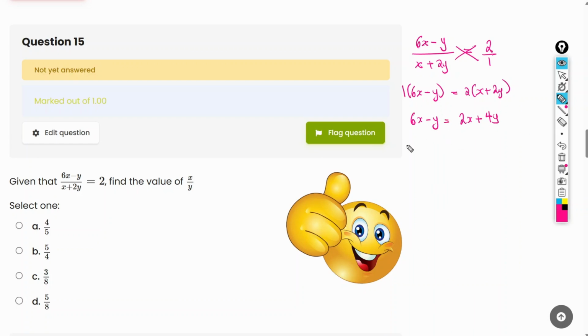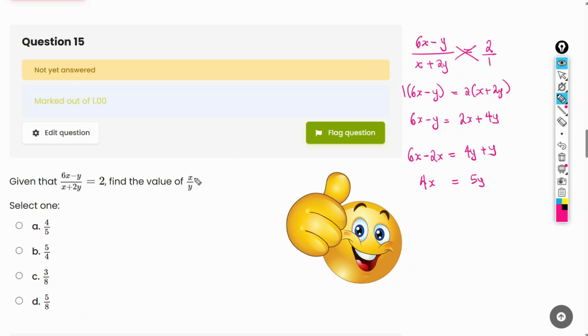All right, next I'll collect like terms. Collecting like terms would give me 6x minus 2x is equal to 4y plus y. So that gives me 4x on this side. 4x is equal to 5y.